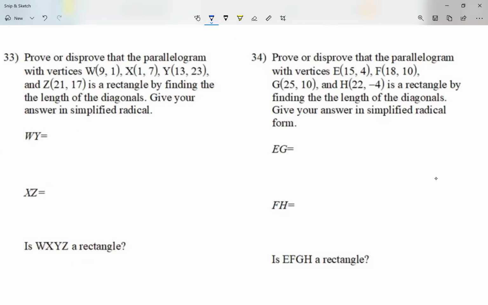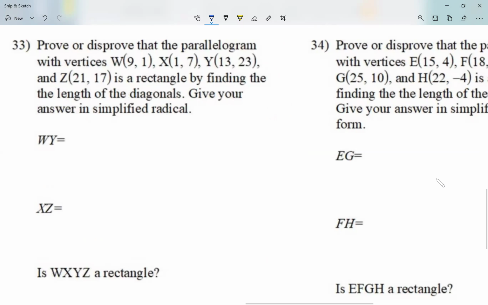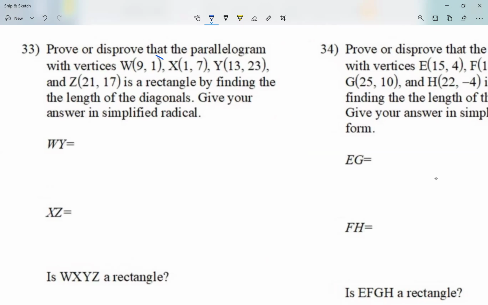Now, parallelograms, does any parallelogram cut the diagonals in half? However, on a rectangle, the length of the diagonals is the same. The diagonals are equal length. So let's take a look here. WY. One of my diagonals is WY.